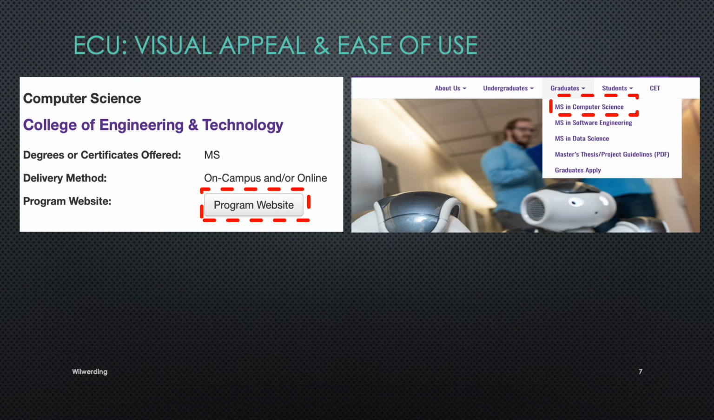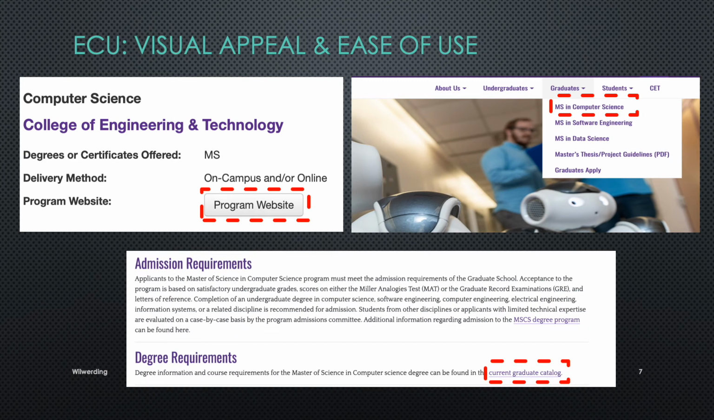I scroll down to the section called Degree Requirements and find the in-text link Current Graduate Catalog. This link finally leads me to the information I needed. Although the visual appeal started well, it became less appealing with the later links. Also, this was a much more convoluted process than expected. For this reason, this site deserves low marks for ease of use.